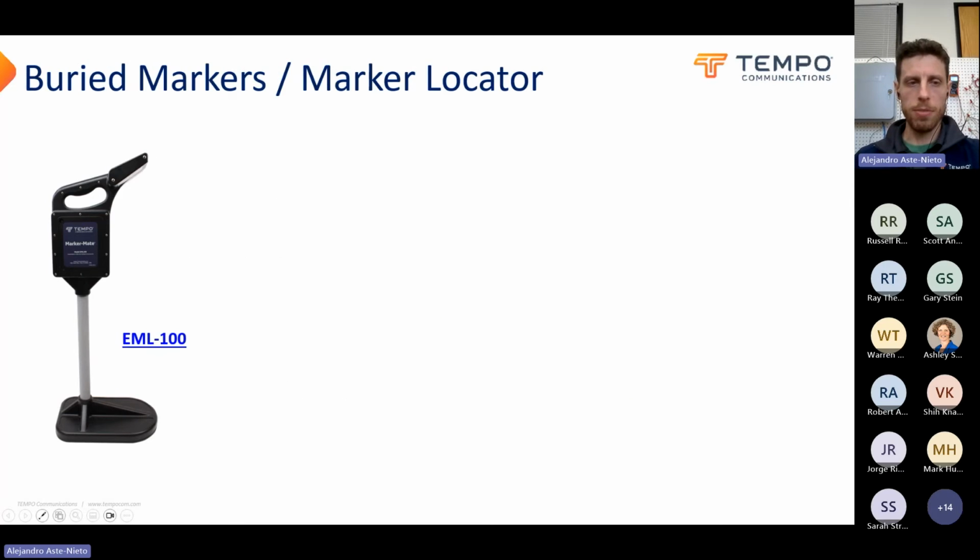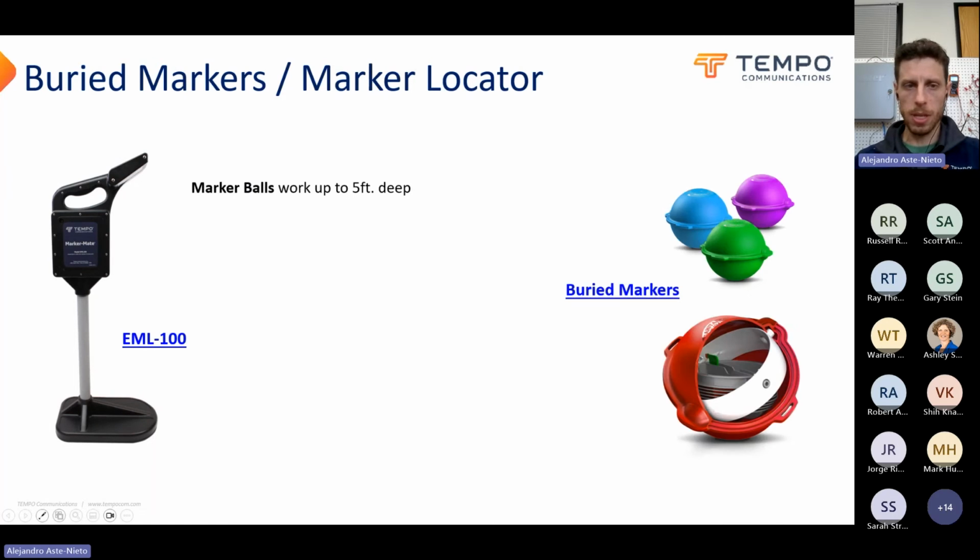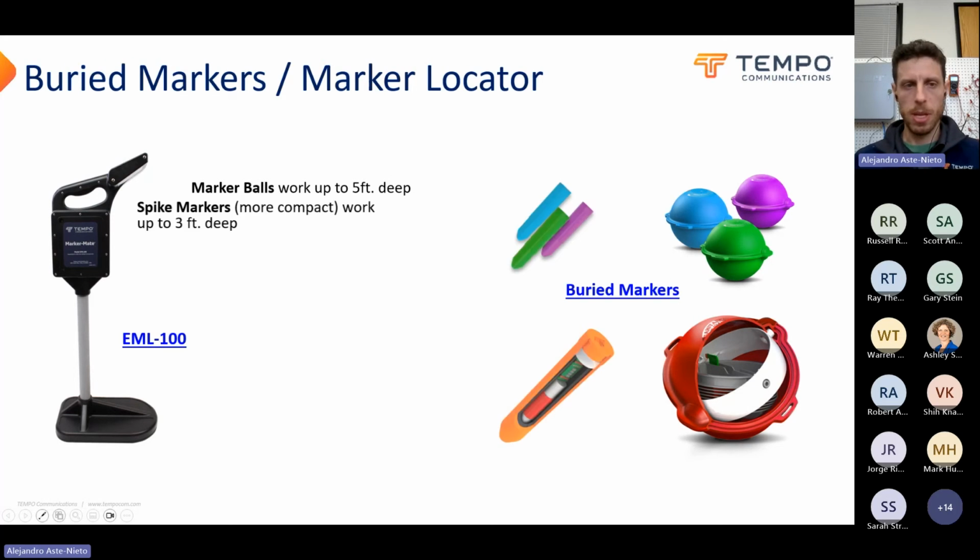And we also have an electronic marker system. The locator we have is called the EML 100. This works with our buried markers, our marker balls, which work up to 5 feet deep, and our spike markers, which we've just released, which are much more compact, but still work up to 3 feet deep. And this could be helpful in irrigation for a couple of reasons.